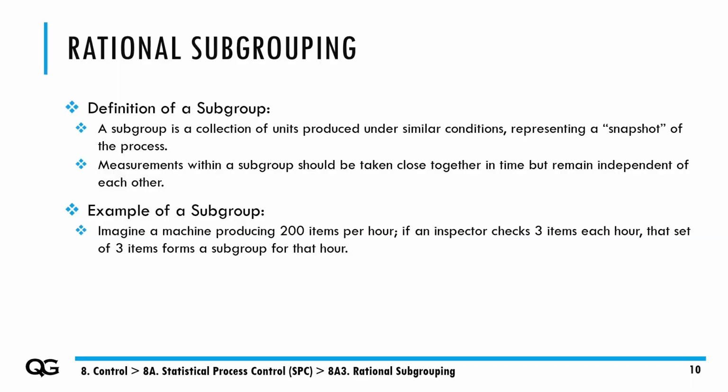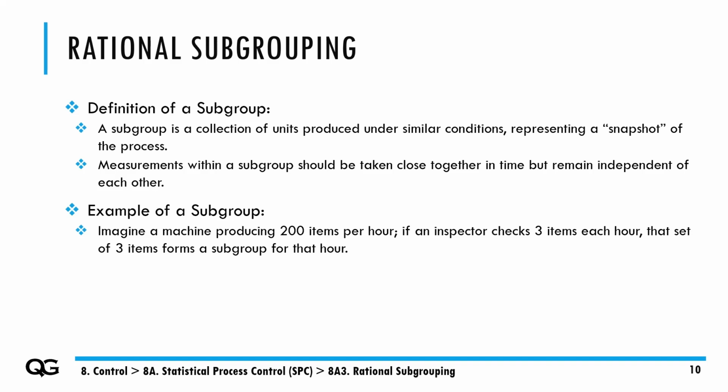Now what is a subgroup? So a subgroup you can consider as a snapshot of the process. Let's say you are producing a number of items continuously. You just take a snapshot of the process by picking some of the items which have been produced under similar conditions. That will represent the picture of the process at that particular time. This is a subgroup.